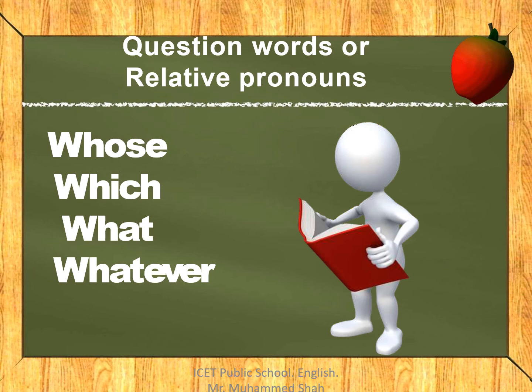Next, question words, or we can call them relative pronouns. The words whose, which, what, whatever can be used as determiners in a sentence. They are relative pronouns. How will they come? Actually, when you are making a question, for example, what's your name, the word what is actually not a determiner. That is a question word only. So when it comes as a relative pronoun, I will explain with examples.